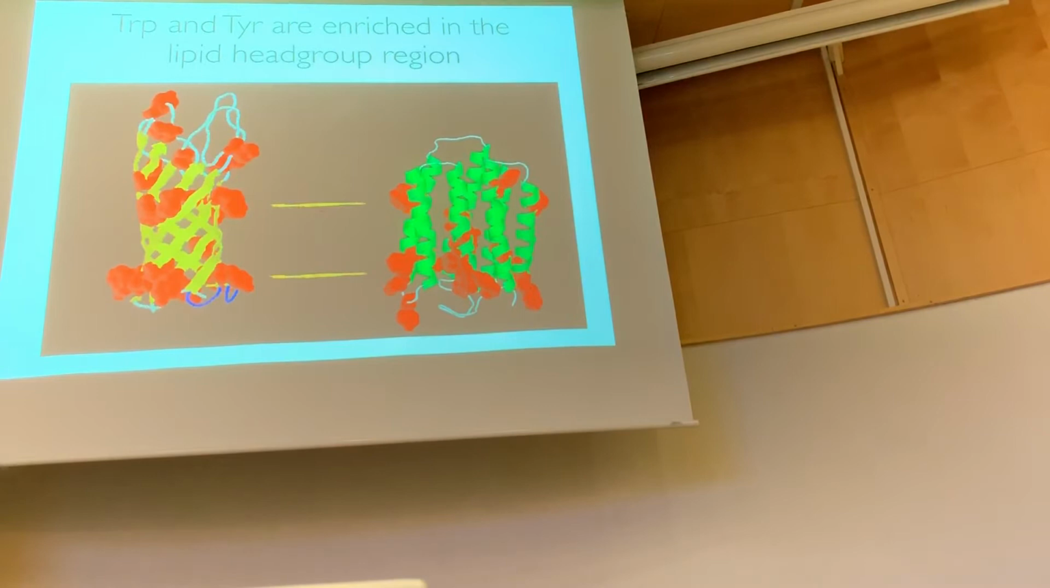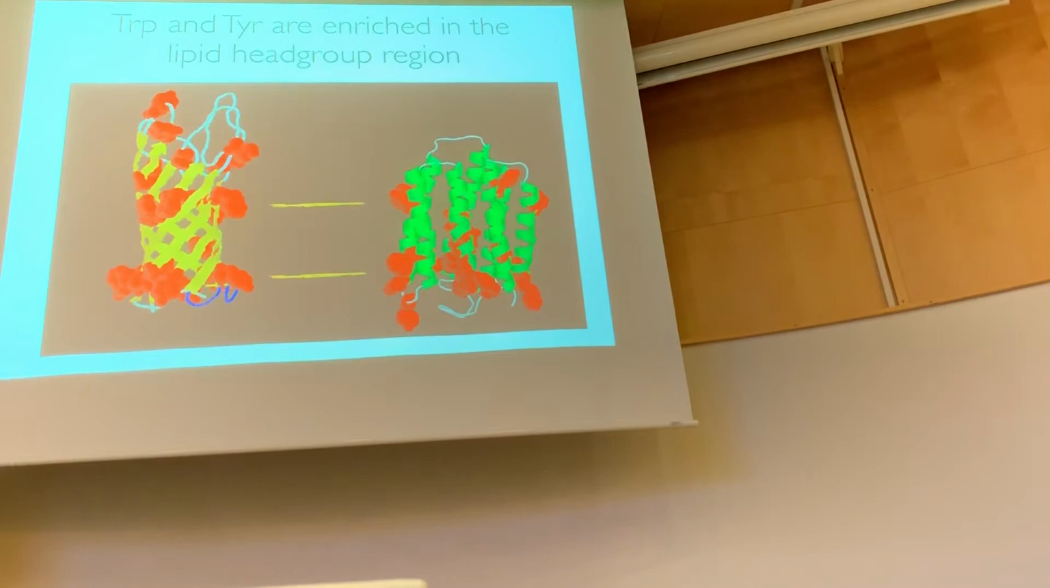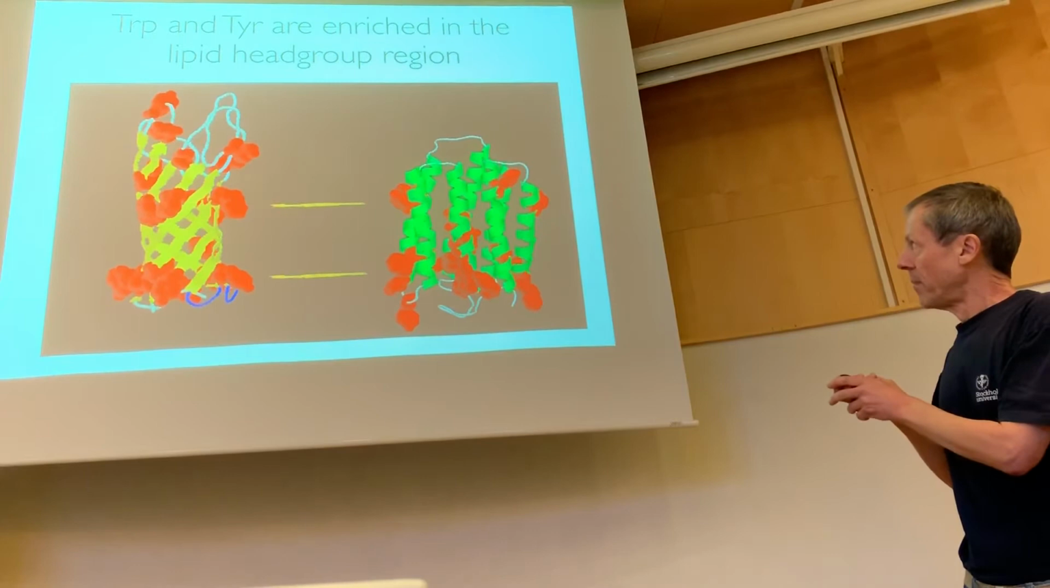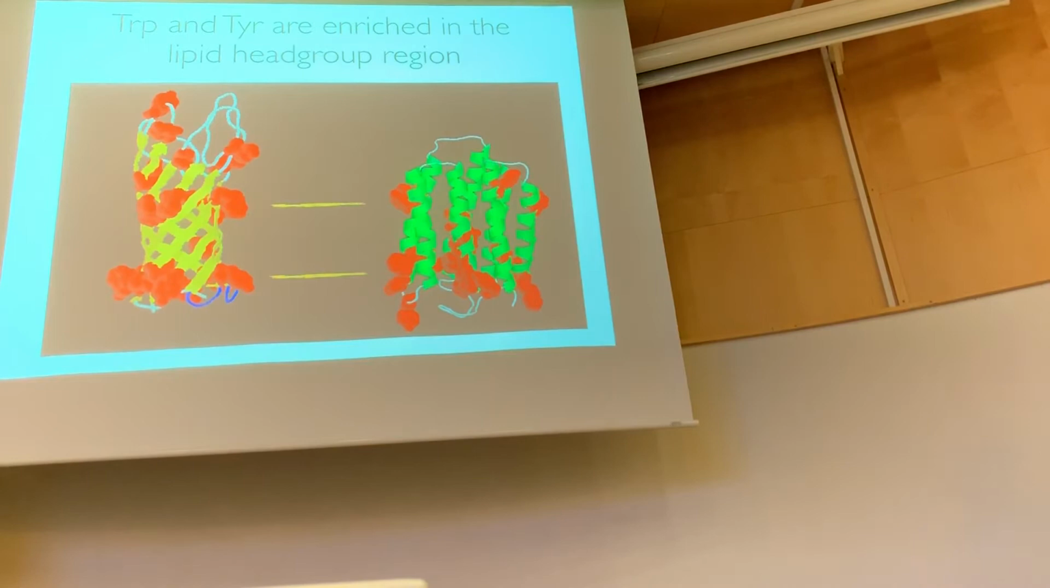Those parts of the protein that would be essentially in the lipid head group region, that's where you find the tryptophans and the tyrosines. Presumably that is because they are, on the one hand, hydrophobic because they have these aromatic rings, but they also have this polar moiety on them. So they are kind of mediating. They both like to be up on the surface of the membrane, but they also like to be inside the membrane. Therefore they're well suited to form the interface residues in the lipid head group region, where the hydrophobic membrane turns into a more hydrophilic type of environment.